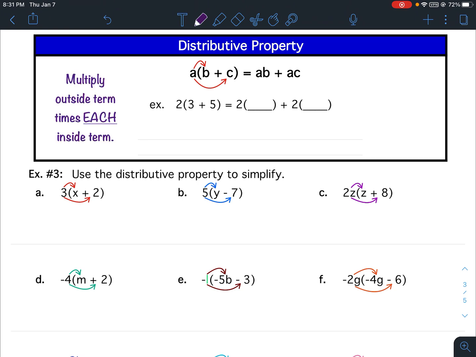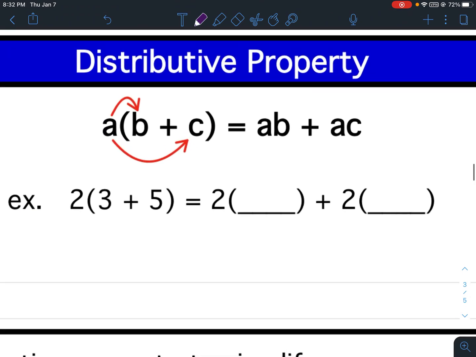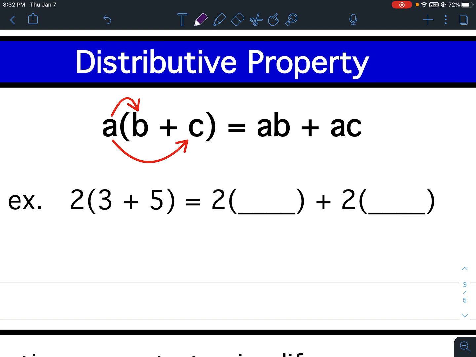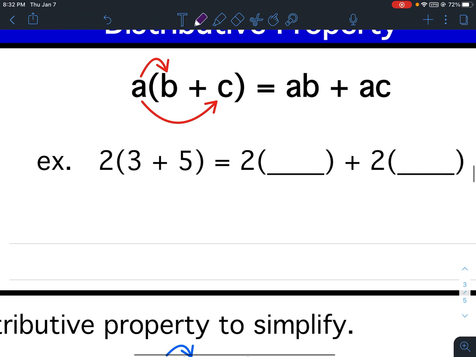So remember, when you're using the distributive property, you multiply the outside term times each of the inside terms. So outside term times each inside term. So if you look up here, I took A times B to get AB, and then A times C to get AC. So we took this outside A and multiplied it by each of the inside terms.